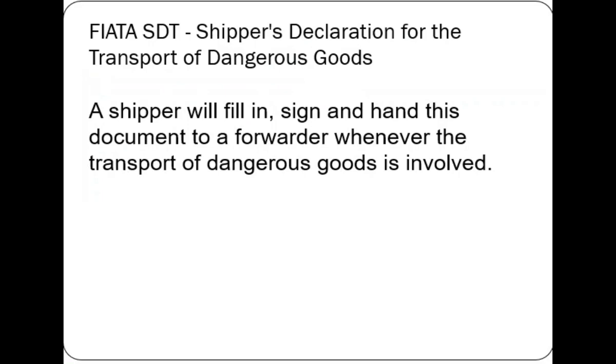The second document we will look at is the FIATA SDT, which is Shipper's Declaration for the Transport of Dangerous Goods. A shipper will fill in, sign, and hand this document to a forwarder whenever the transport of dangerous goods is involved.